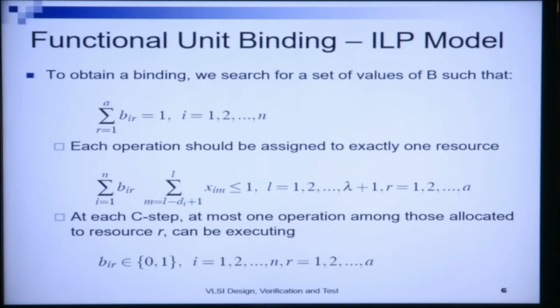For r equals 1 to A, summation b_ir, that means for each operation i goes from 1 to n, this has to be true for each operation. Now, let us say for the first operation, b_1r summed over r from 1 to A should be 1. That means operation 1 can be scheduled in exactly one of these A resources that I have. Only then will this summation be equal to 1.